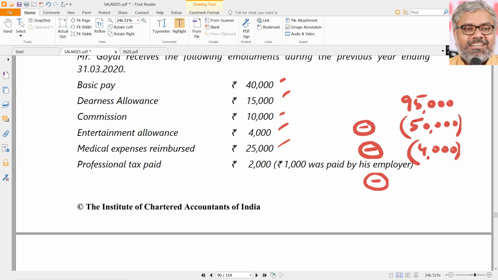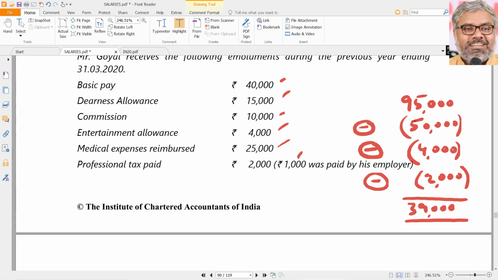Then profession tax paid, 1,000 was paid by employer, already you included that. This is all already included in the earlier calculation of salary. But deduction here will be available for his payment also, employer's payment also. So 2,000 rupees can be claimed as deduction under section 16(3). So finally, what will be his taxable salary? 95,000 minus 56,000, let us say 39,000 is income from salary for this person, if this is the data that is given.